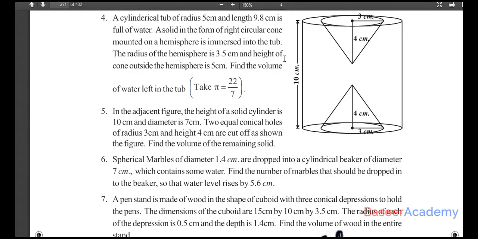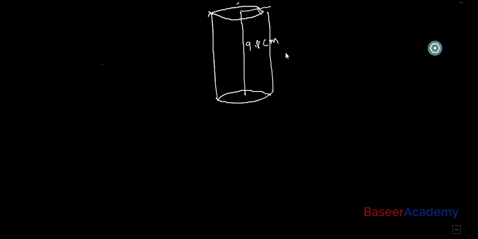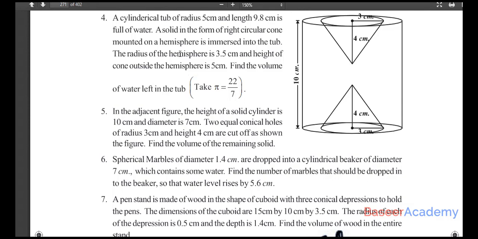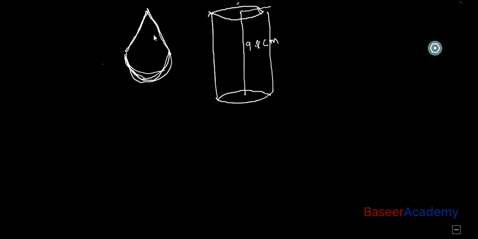A solid in the form of a right circular cone mounted on a hemisphere. There is a solid which is in the form of a cone mounted on a hemisphere. So that's a cone here, which is mounted on a hemisphere. That's my hemisphere, and then this is my cone. So the cone is mounted on a hemisphere. That is the shape of the solid. That solid has been immersed into this tub.